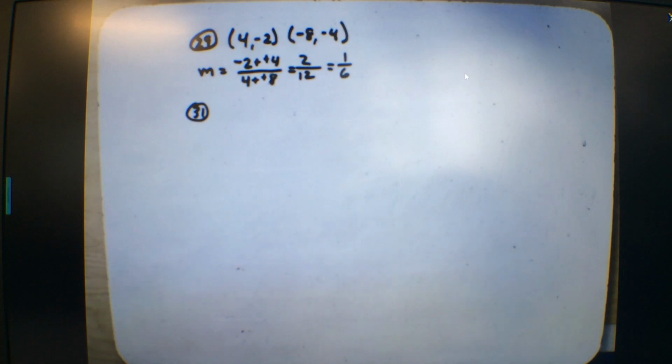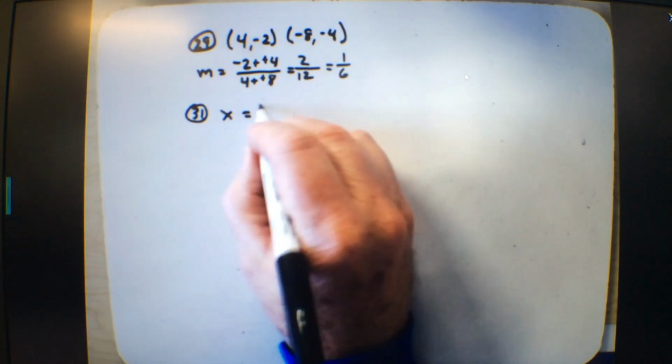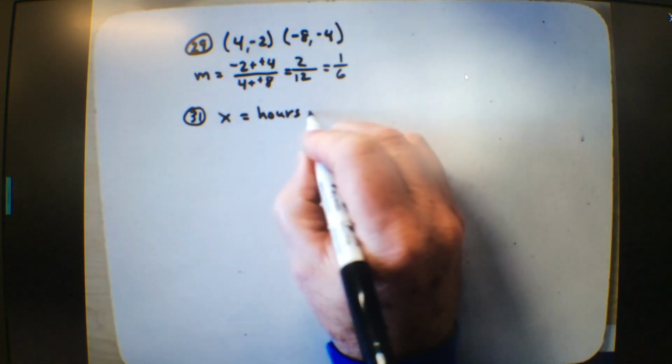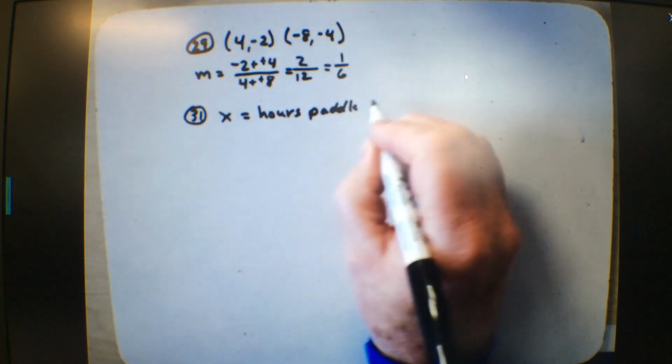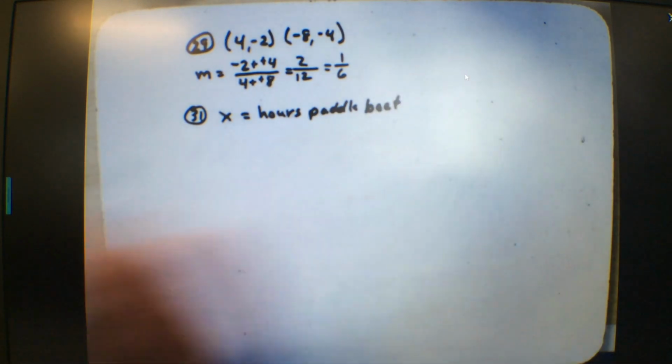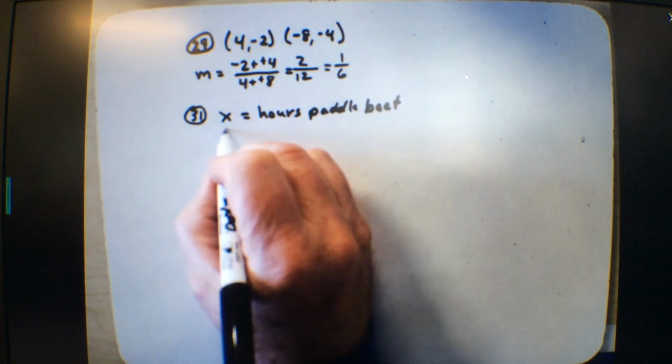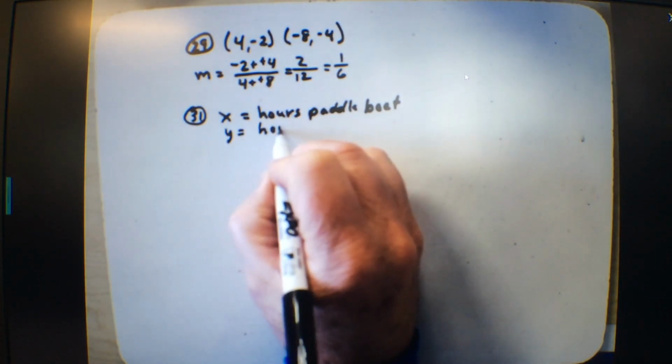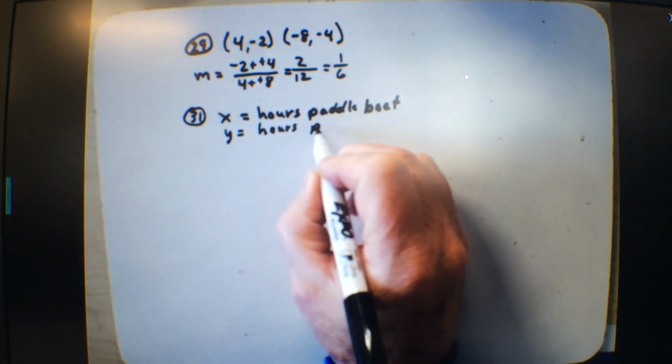So there's two different things, right? It says define the variables and write an equation in standard form that models the number of hours you could rent a paddle boat or a pontoon boat if you have $1,200 to spend. Okay, let's let X be the hours for the paddle boat. What would Y be then? Hours for the pontoon. How do you spell pontoon?